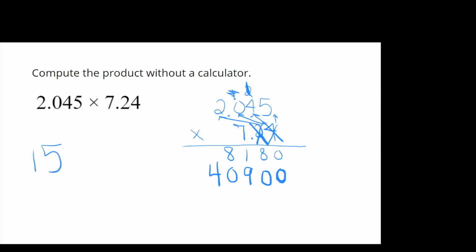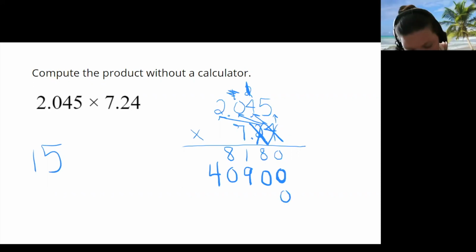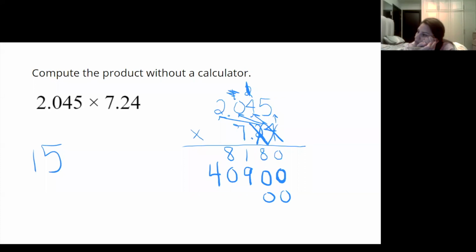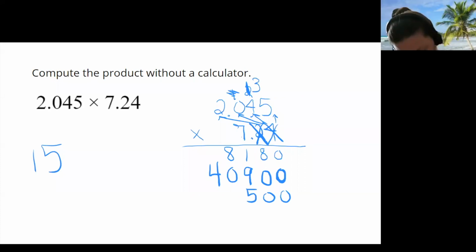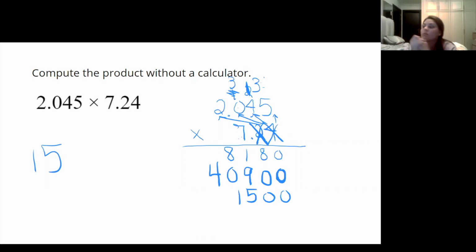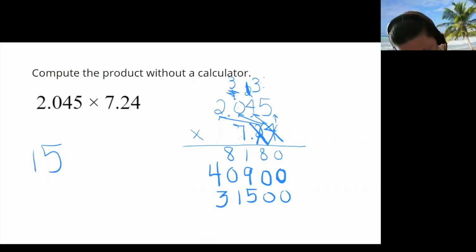Now I'm moving over 2 places, so I need to start with 2 zeros. And there we go. 7 times 5 is 35. 7 times 4 is 28, 29, 30, 31. Drop the 1, carry the 3. 7 times 0 is 0, plus 3 is 3, and 2 times 7 is 14.